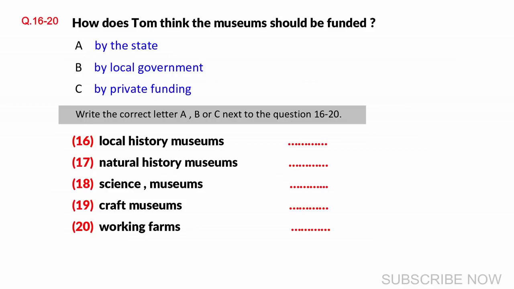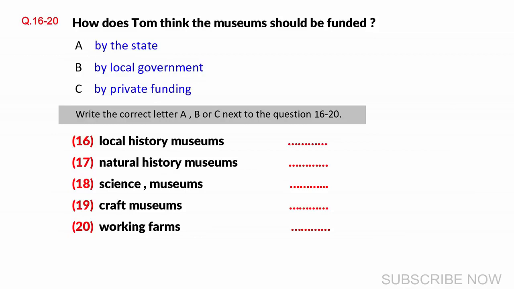The state should spend more on science museums, since not enough people are studying science these days. I'm not so sure. But I do think a sort of museum which should not get public funds is the craft museum. Yes, like museums of cotton weaving. Yeah, which are of interest to only a very small number of people, and they should pay for it.